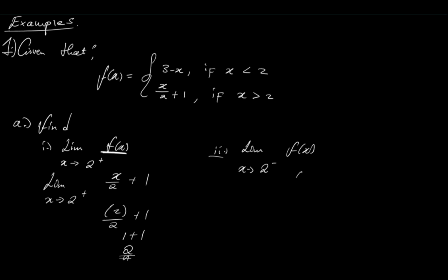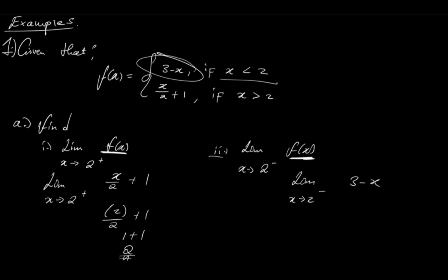We do the same thing for number 2. We need to ask ourselves, the limit as x approaches 2 from the negative side, what function satisfies such a condition? So from the negative side, we're talking about the left-hand side. So the only function that talks about the left-hand side is the first function, because the condition is that x is less than 2. So any number less than 2 is on the left hand side of the x-y plane. So this means that we're going to get the first one, which is simply 3 minus x.